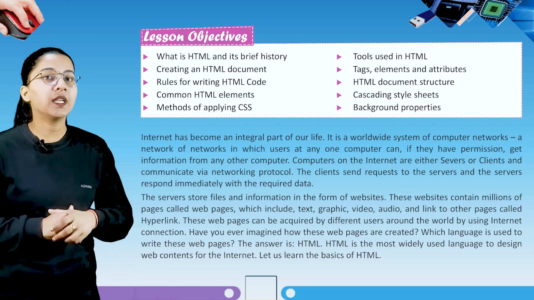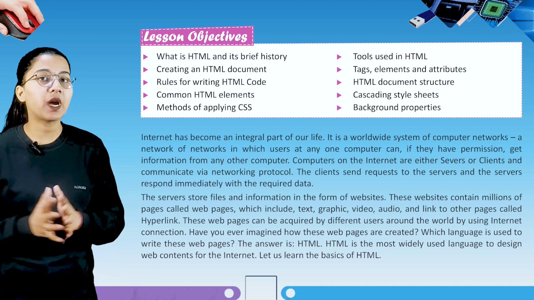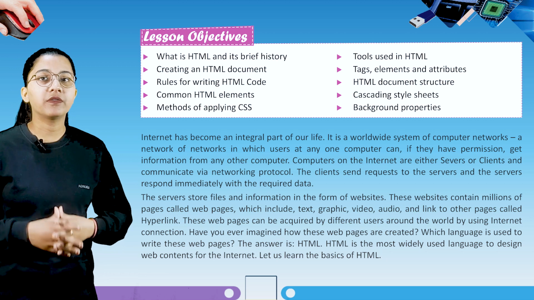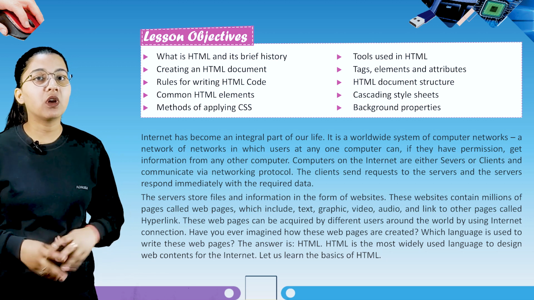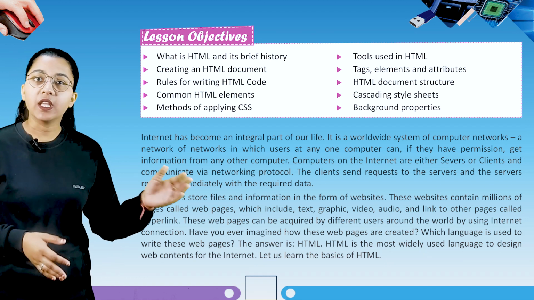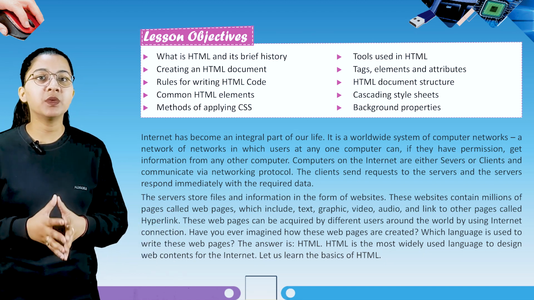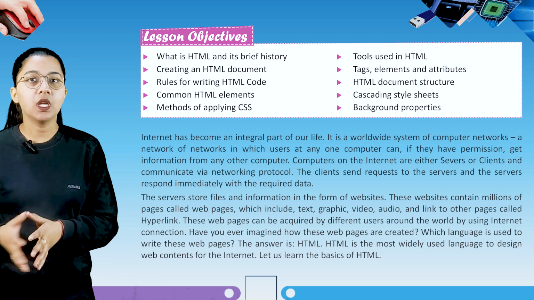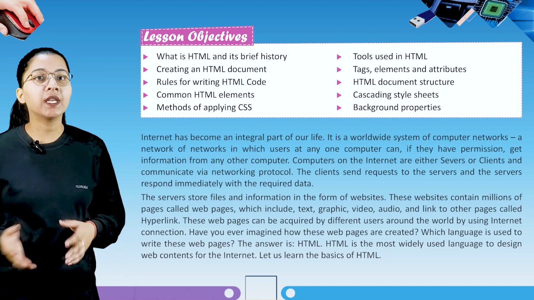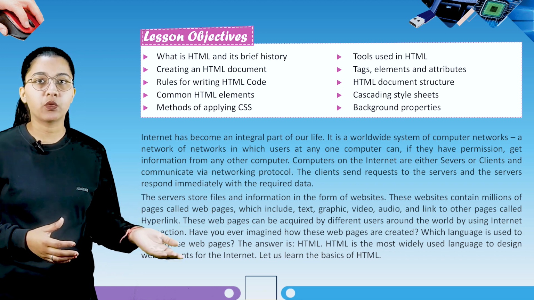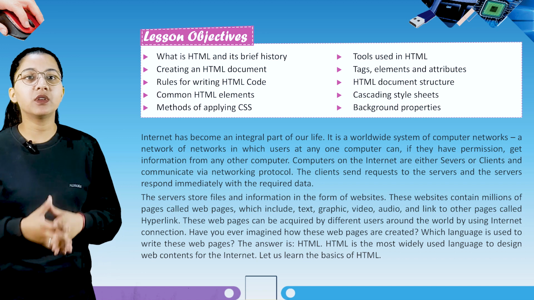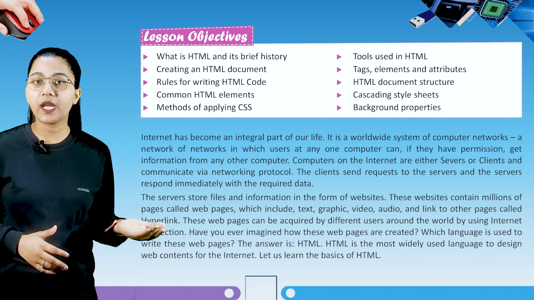So let's start. Internet has become an integral part of our lives. It is a worldwide system of computer networks, a network in which users at any one computer can, if they have permission, get information from any other computer. Computers on the internet are either server or client and communicate via networking protocol. The client sends requests to the server and the server responds immediately with the required data.